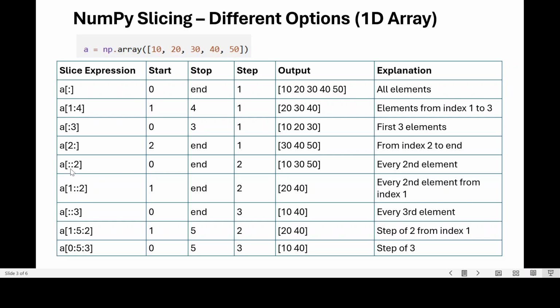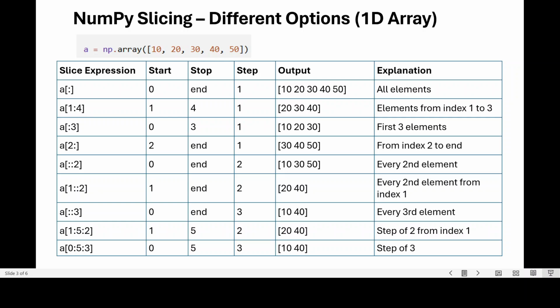Next expression, a of colon colon 2. This expression introduces a step value of 2, and because there is no start and stop, NumPy starts from the beginning and selects every second element. So the output is 10, 30, 50. Then the next slicing expression, a of 1 colon colon 2. This slice starts from index 1 and again moves 2 positions at a time. Therefore the selected elements are 20, 40.